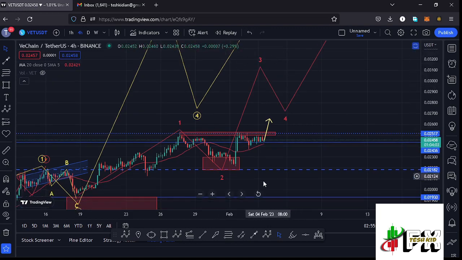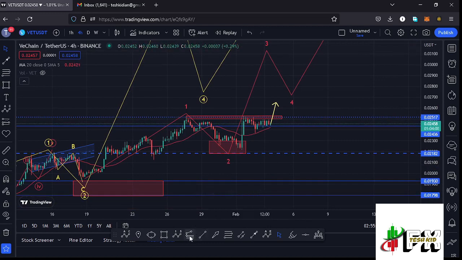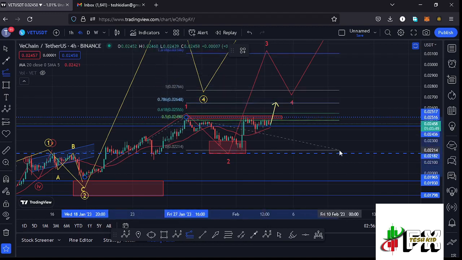And giving you my next target area here on the Vechain chart in the formation of that wave 3, by connecting the trend-based Fibonacci from the low of the first wave to the high of that wave 1, then dragging the fibs to the low of the second wave.